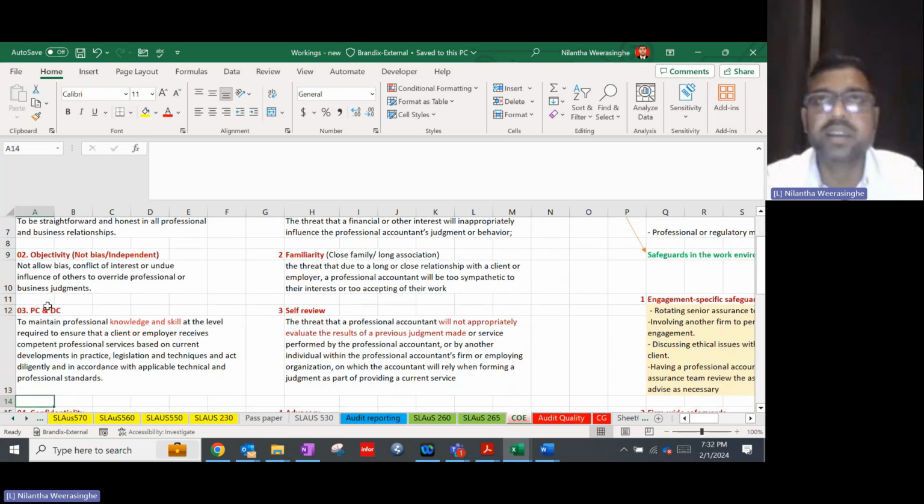Professional competence and due care, third element. Professional competence and due care means, let's say you are a qualified AAT accountant somewhere in 1995. Now, how many years? Almost 30 years gone. 1995 to 2005, 2015, and now 2025, 30 years gone. You have not updated your knowledge from 1995 up until now. Are you competent? No. Competent means basically knowledge, skill, and experience. So the third ethical principle is to keep your knowledge up to date. Your knowledge should be updated regularly.